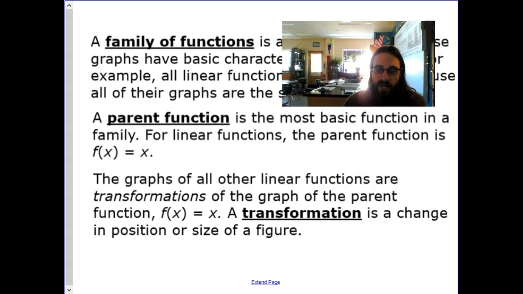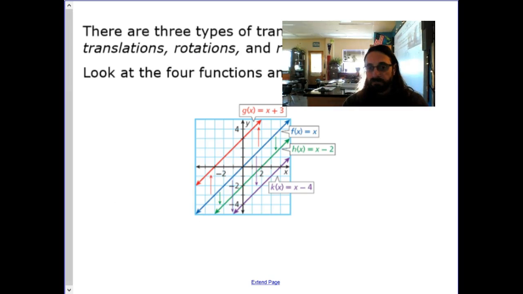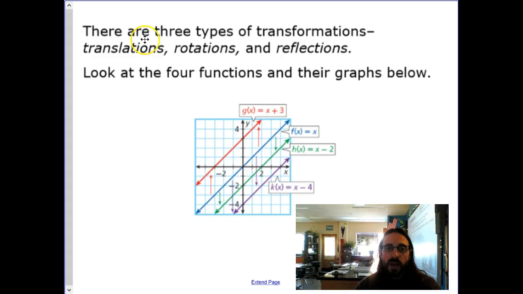What we're going to talk about today is transforming those functions, actually taking a parent function, such as f of x equals x or y equals x, and moving it, making it more steep, moving it up or down. So there are three types of transformations of functions. You've got translations, shifting them up or down, rotations, turning them, and reflections, flipping them over.